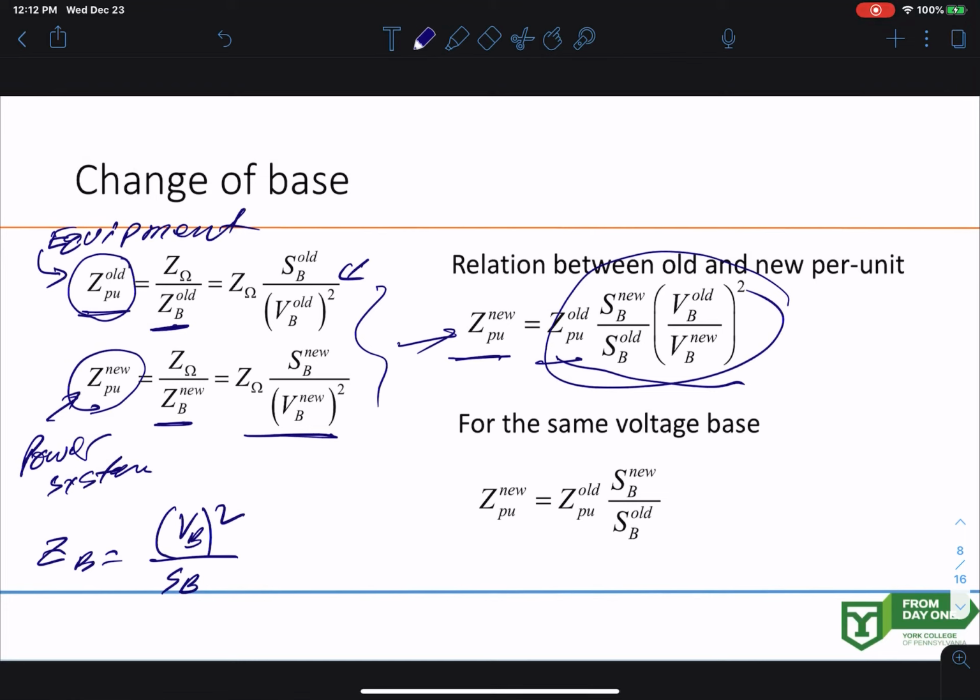If you have the same voltage, the voltage will be cancelled over here, and you'll get only this one here, right? So this is basically what it's doing. I'm bringing new equipment to the power system, so I'm going to standardize that equipment's impedance to the power system base. That's what it's doing over here.